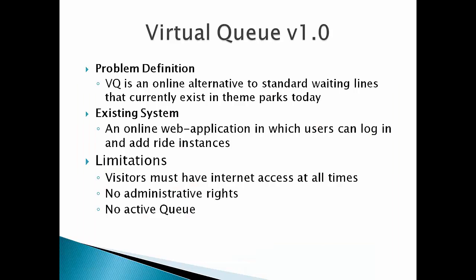So the problem definition for the VirtualCube is that it is an online alternative to standard waiting lines that currently exist in theme parks today. But the current limitation of VirtualCube 1.0 was that visitors always had to have internet access at all times, while the administrators had no administrator rights, and the visitors could not queue themselves onto an active queue.